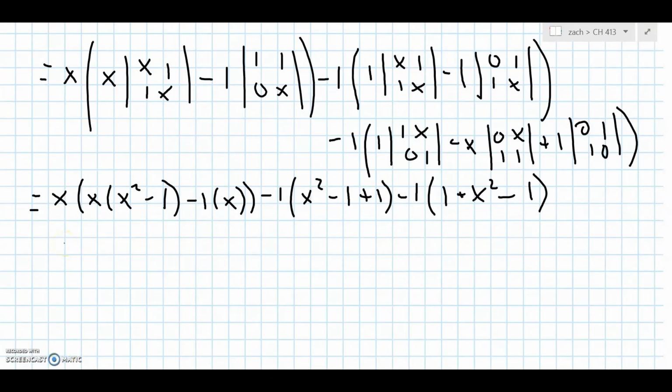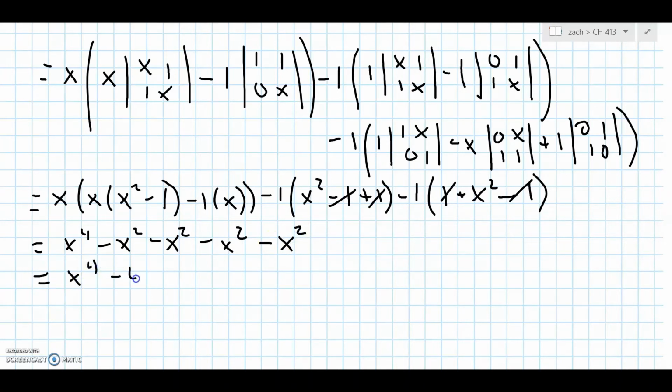Okay, now we proceed and we're going to distribute through some of the x's. So we got x times x times x squared. So we have x to the 4th. And that's minus x squared. We have to distribute that x through here, so it's going to be minus x squared again. And then we have minus this whole guy over here, and these ones, of course, cancel, and so do these. So we have minus x squared, and we have minus x squared. So this gives us x to the 4th minus 4x squared.